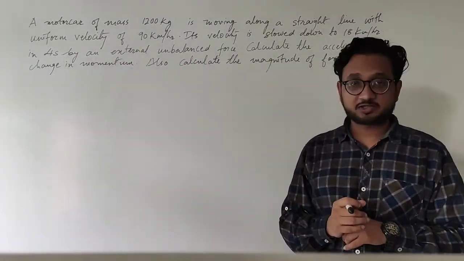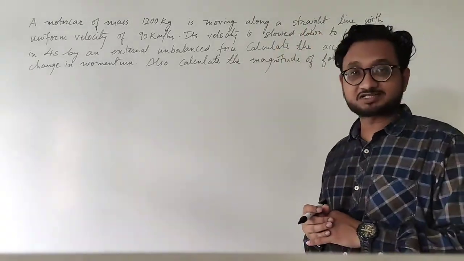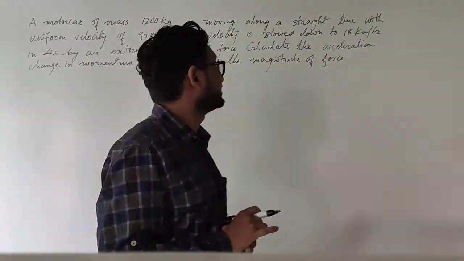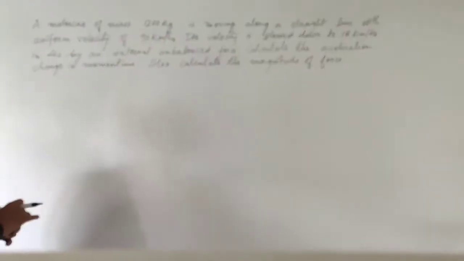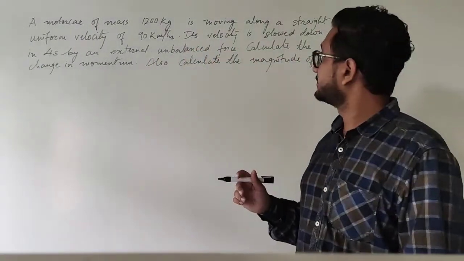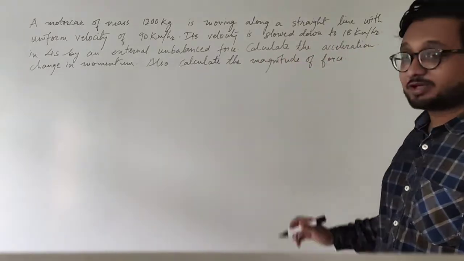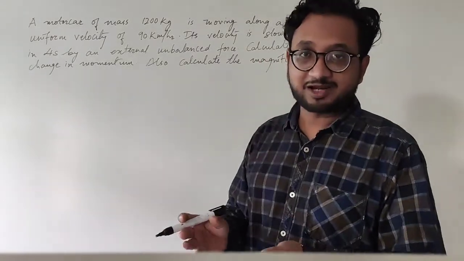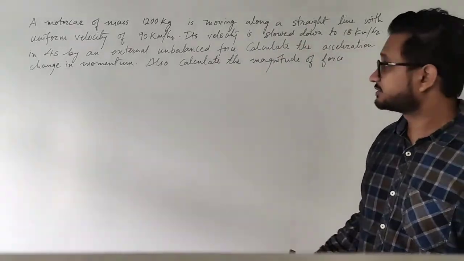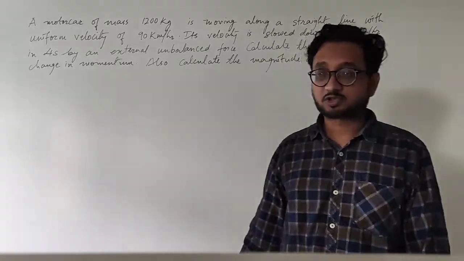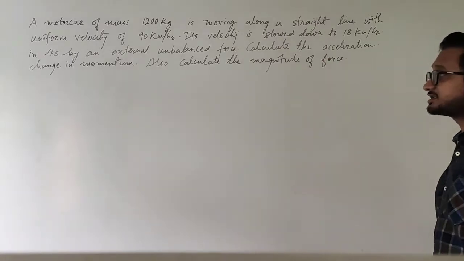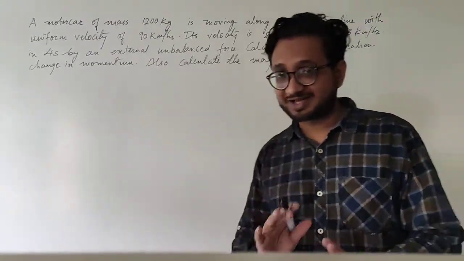Okay students, so another numerical, and this one is quite simple. A motor car of mass 1200 kilograms is moving along a straight line with uniform velocity of 90 kilometers per hour. So the car is already moving with the velocity of 90 kilometers per hour. Its velocity is slowed down to 18 kilometers per hour. So the driver applied the brakes and the velocity is decreasing, and it decreased to just 18 kilometers per hour in 4 seconds. Okay? So by an external unbalanced force, obviously. Calculate the acceleration.